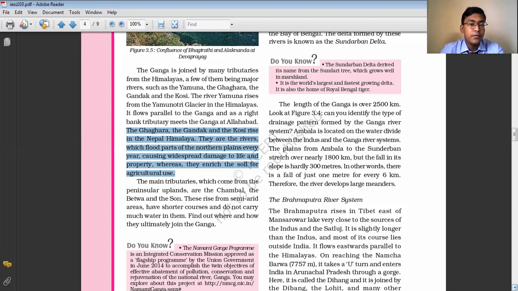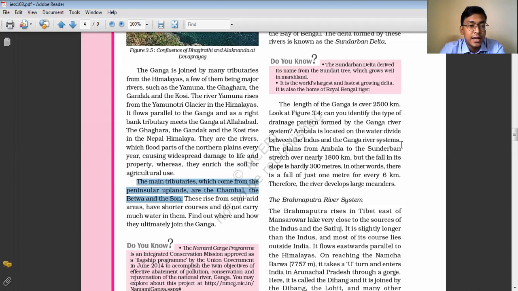So apart from the Himalayan rivers, which are the tributaries of river Ganga, there are also some other tributaries of river Ganga which have their origin in the peninsular plateau region. The important tributaries which come from the peninsular uplands are the Chambal, the Betwa, and the Son. So the Chambal River, the Betwa River, and the Son River are the other three important rivers which have their origin in the peninsular plateau region.